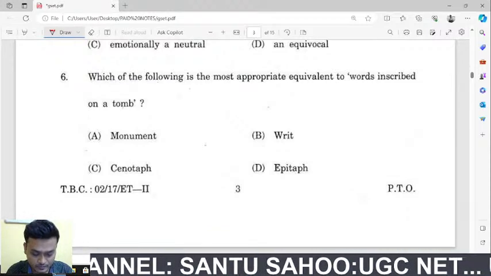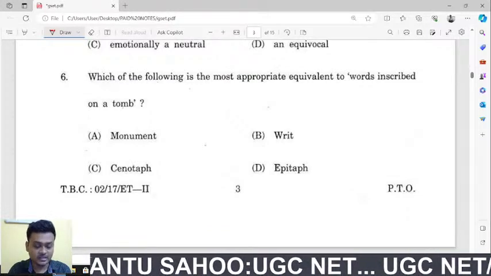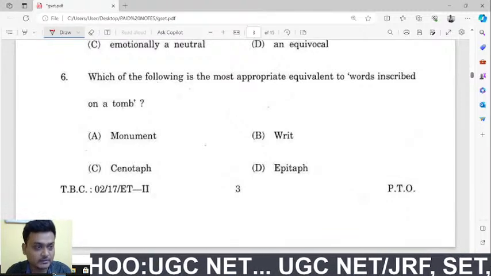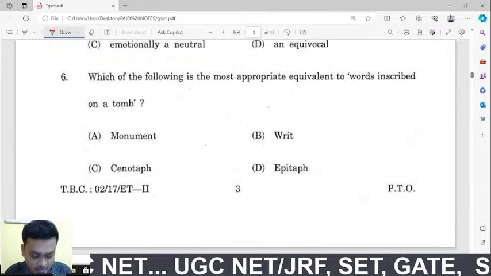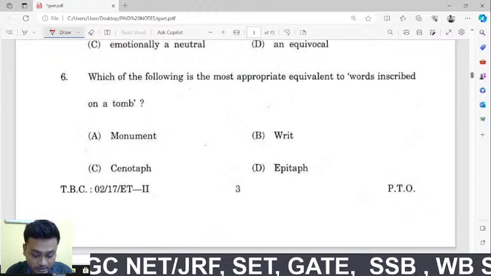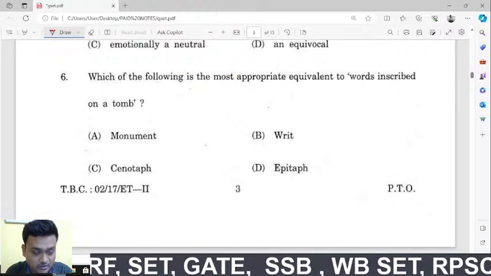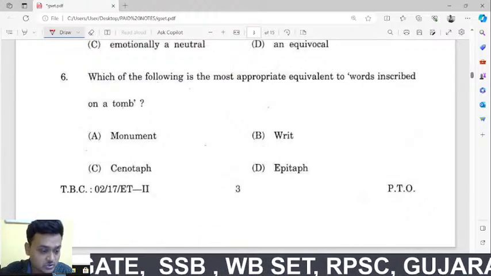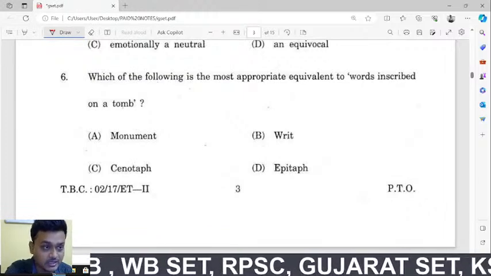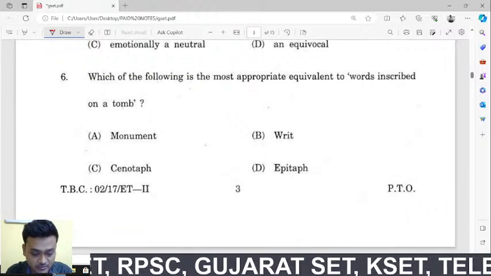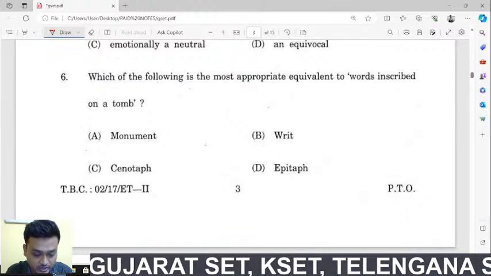Okay. I think everything is okay and the PDF is clearly visible to everyone. Please do let me know if the PDF is clearly visible and I am audible to everyone. Good evening, everyone. Do join quickly. I'm going to begin the session here.